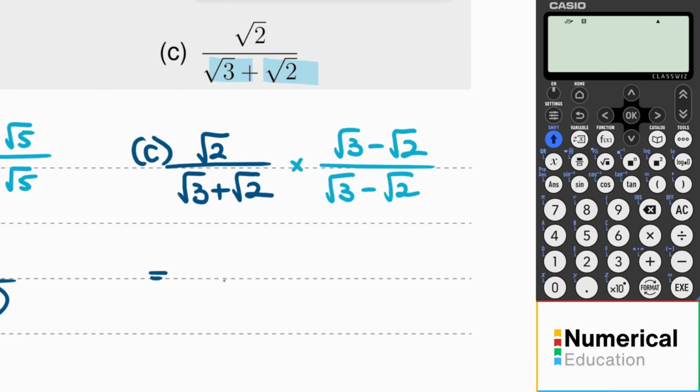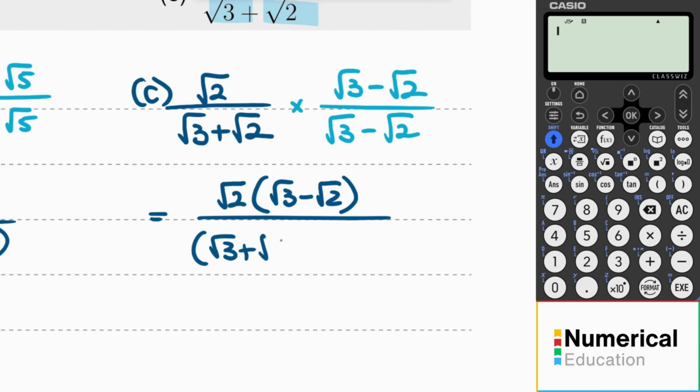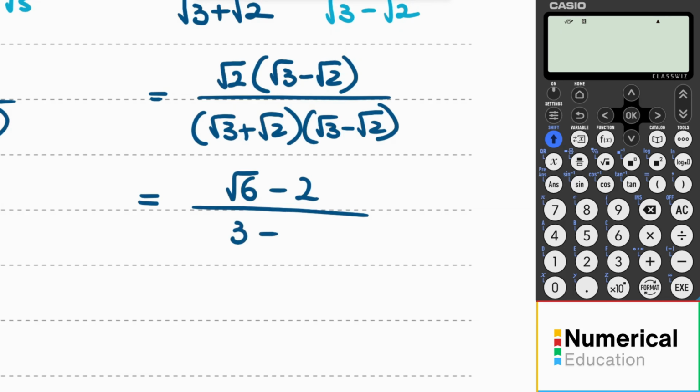Equals, big fraction. What would the top look like? You'll have root 2 lots of root 3 minus root 2. The bottom, difference of 2 squares again. Although this last one looks like it's a slightly different type because we have root 3 on the bottom of the fraction, it's the same method: multiply by your conjugate. Numerator, let's see what the top simplifies to. When I expand, root 2 lots of root 3 is root 6. Root 2 times negative root 2 is minus 2. The bottom of the fraction, like I said, difference of 2 squares. Square root 3, you get 3. Minus, square the root 2, you get 2.